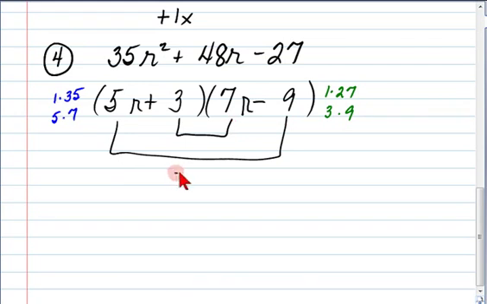The outer product is negative 45r. The inner product is positive 21r. Is that a difference of 48? No? Okay, so that didn't work.